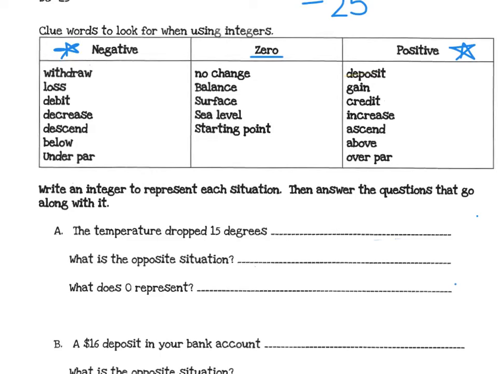So let's try this here. I'm down here at part A now. So if the temperature dropped 15 degrees, because it dropped, that tells me that it's going to be negative. So negative 15 degrees is the integer to represent that situation. The opposite of dropping 15 degrees would be rising 15 degrees. I'm going to use the degree symbol.